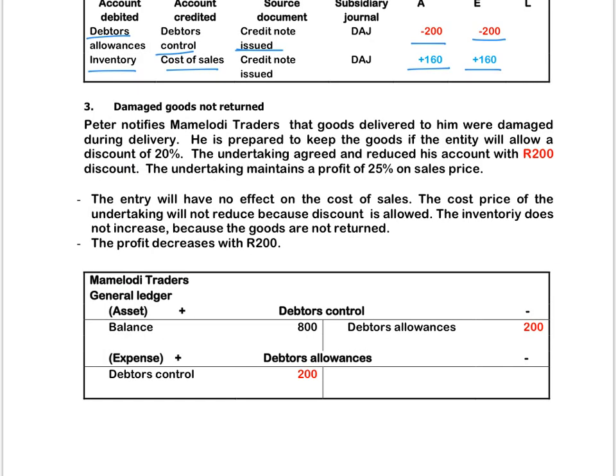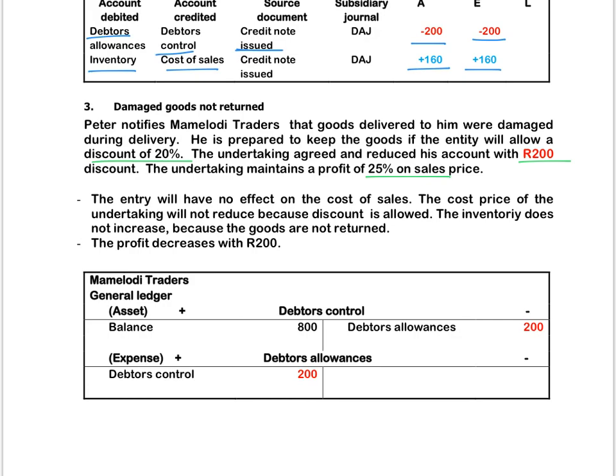Damaged goods are not returned. Peter notifies Mamelodi traders that goods delivered to him were damaged during delivery. He is prepared to keep these goods if we allow a discount of 20% to him. The undertaking agreed and reduced his account with 200 Rand. The undertaking maintains a profit of 25% on sales price.